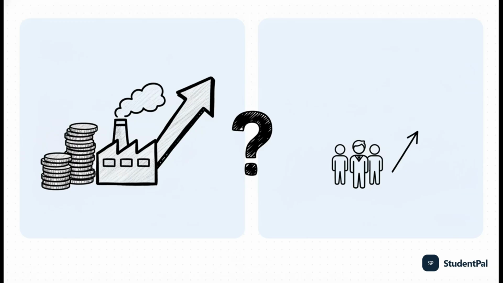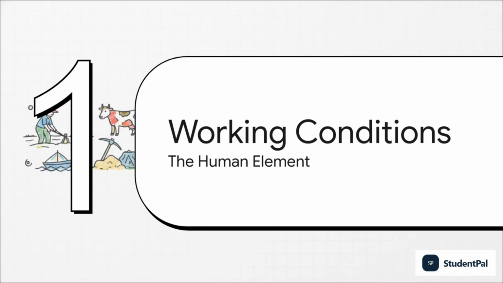Our service and industrial sectors are generating massive amounts of wealth and production, but they simply aren't creating enough jobs to pull people out of farming. As a result, more than half of our workers are stuck in agriculture, producing only a tiny fraction of the GDP. This naturally leads us into Section 5, Working Conditions and Ownership. Let's talk about the human element.